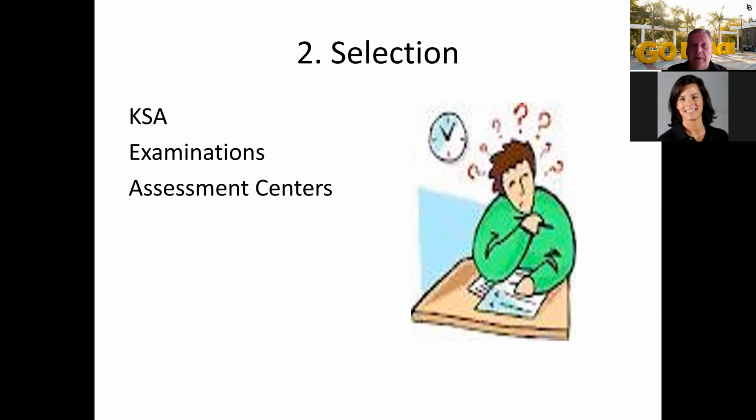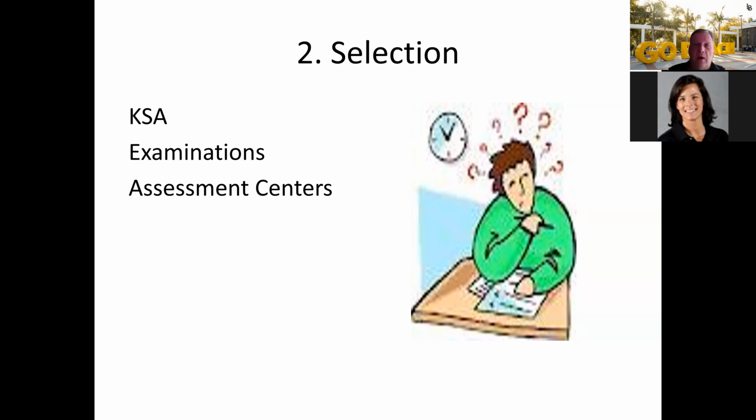OPM would then put together either what they call a rule of 3 or a rule of 5. The rule of 3 is they would take the top 3 scores on that examination, and those would be your 3 finalists that you would then interview as an agency. Sometimes they would expand that to a rule of 5, and you'd be able to interview the top 5 scores on the examination.